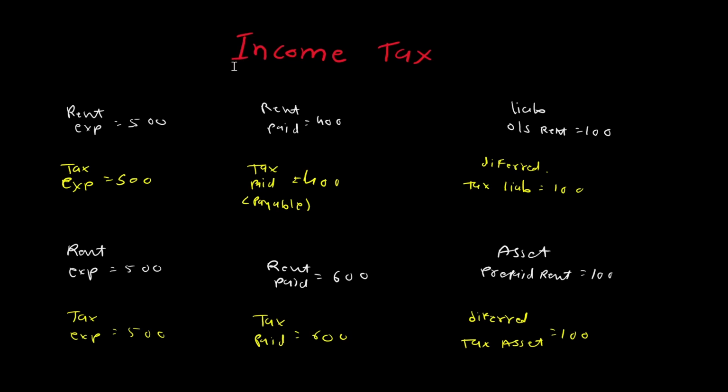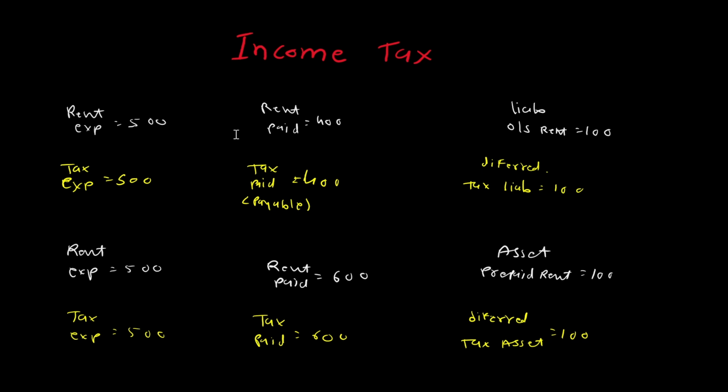Today we are going to learn about income tax in the context of CFA Level 1. In CFA Level 1, there are basically only two main concepts we need to dig deeper into and understand, and that's it: the deferred tax liability and the deferred tax asset. So let's understand what the deferred tax liability is.